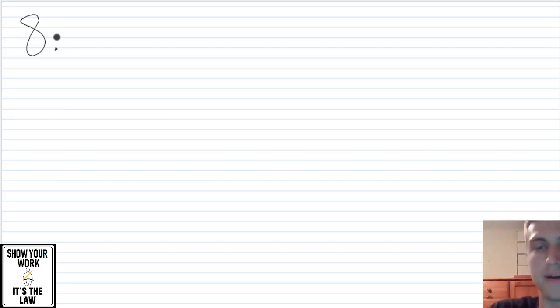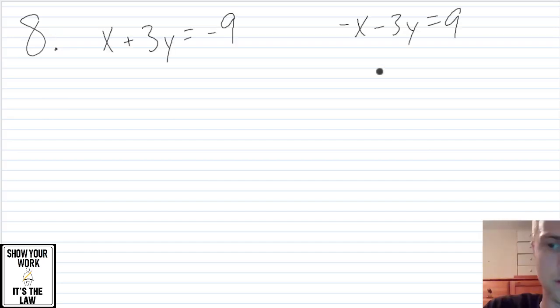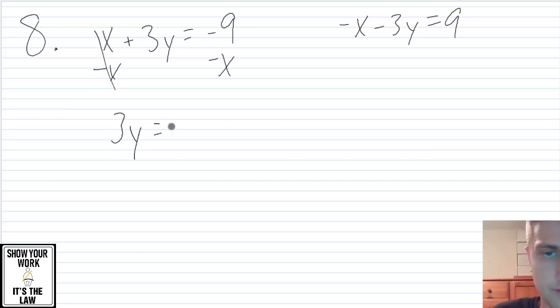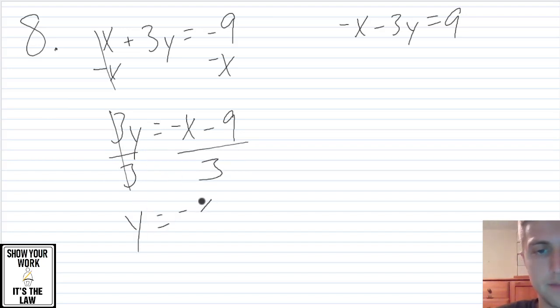Number 8, we're going to have to do the same type of thing, because they don't have y by itself yet, so we need to get y by itself. Y is getting multiplied by 3 and added to x, so we'll subtract x. We got 3y equals negative x minus 9, divide by 3, divide by 3. We got y equals negative x over 3, or you can think of that as negative 1/3 x, if you prefer to think of it that way. And then we got negative 9 divided by 3, which gives us negative 3.